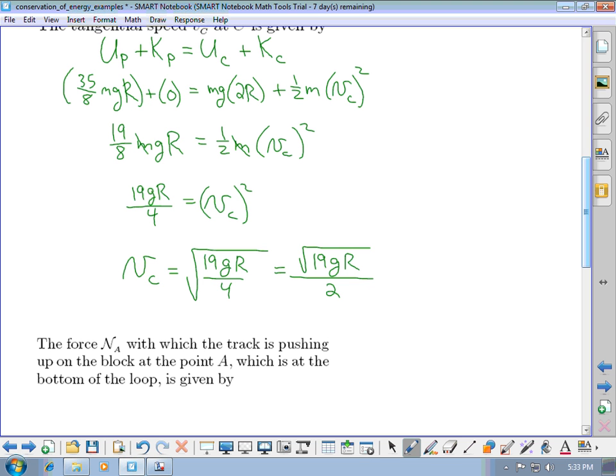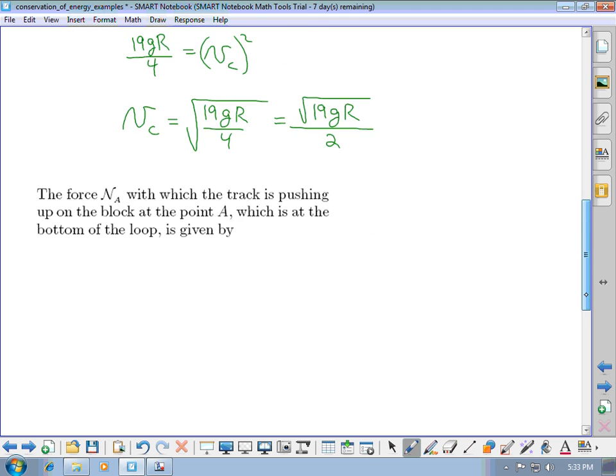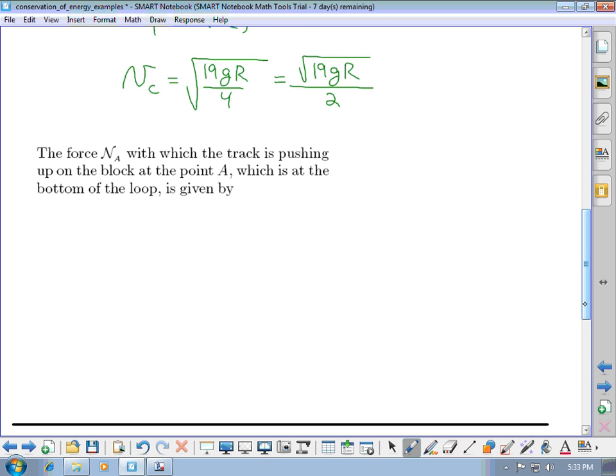Find the force N_A, so it's the normal force at point A, with which the track is pushing up on the block at point A, which is at the bottom of the loop. So just looking at this, this is at the bottom of the loop. The loop has radius R. You have the block sitting there, and the force down is the weight. The force up is this normal force.